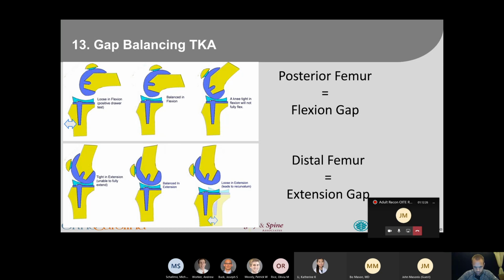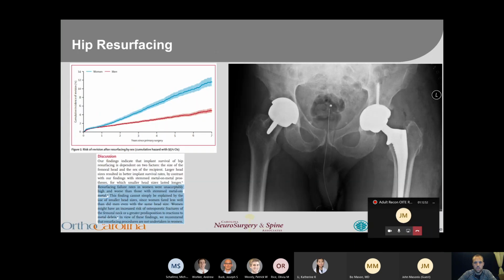Obviously, you're going to have to remember how you're going to add on to or take off for the various circumstances. But if you just remember distal equals extension and posterior equals flexion, you'll usually be almost all the way there to getting those questions right. And then obviously if you have both and they match up, you're going to go to the tibia because the tibia affects both. And then I think this is the final topic.